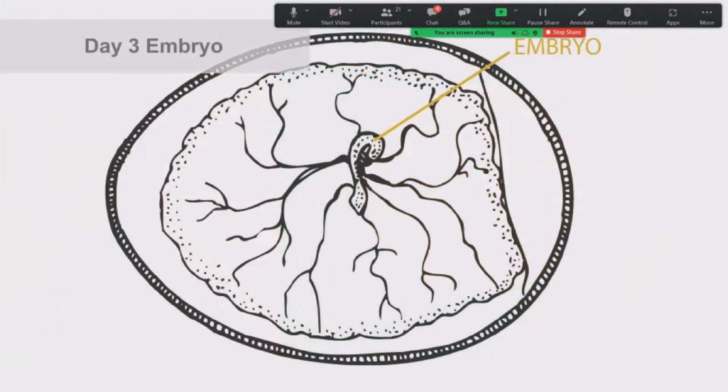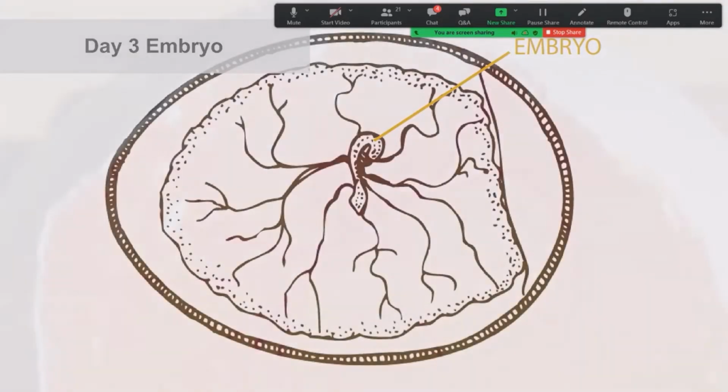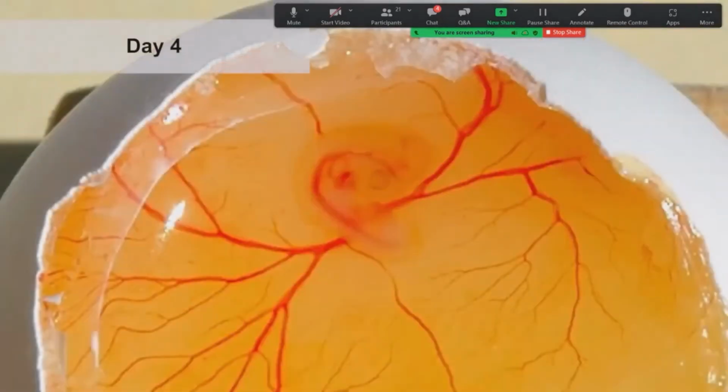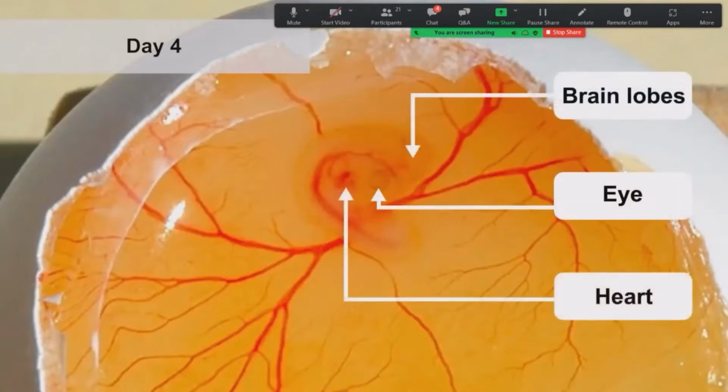Starting at day 3 of development, you can see things growing and changing. The most notable change is the question mark shape of the embryo. The head is at the curved end, and the heart pulses at the midpoint, where the blood vessels reach out to pull nutrients from the yolk. At day 4, you will see a more defined question mark shape. In this photo, you can see the shape of the body. The gray circle is the beginning of the eye, the bulges above the head are the brain lobes, and the heart is in the center of the body. Although it is difficult to see, the amnion surrounds the embryo.